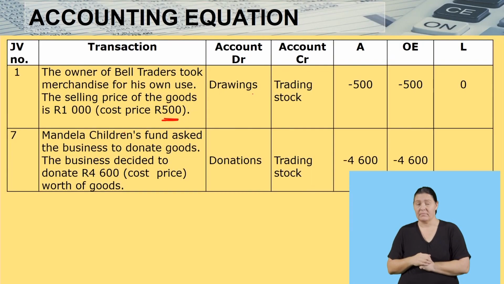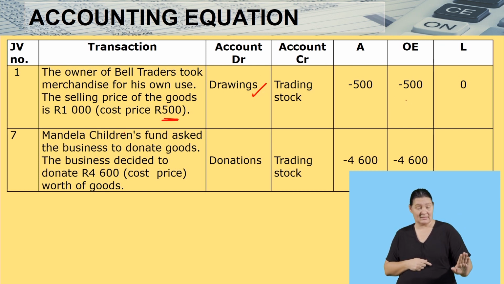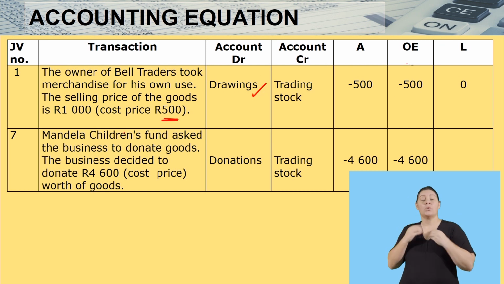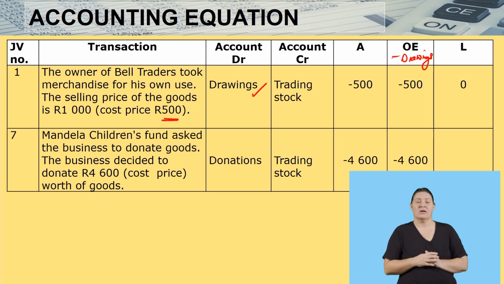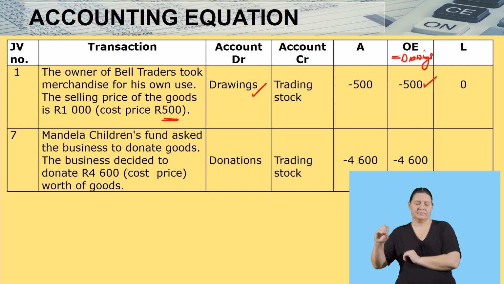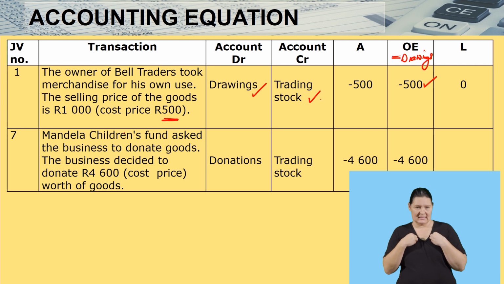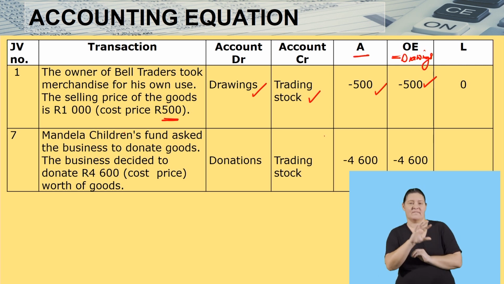Account debited, drawings. Once you debit your drawings, remember that it affects your owner's equity. Drawings decreases owner's equity. Once you have drawings, you come to owner's equity, then it's a minus. Hence you see here, minus 500. And then the account to be credited becomes trading stock, which is an asset and is decreasing. Therefore, you come to your assets, you find a minus 500.